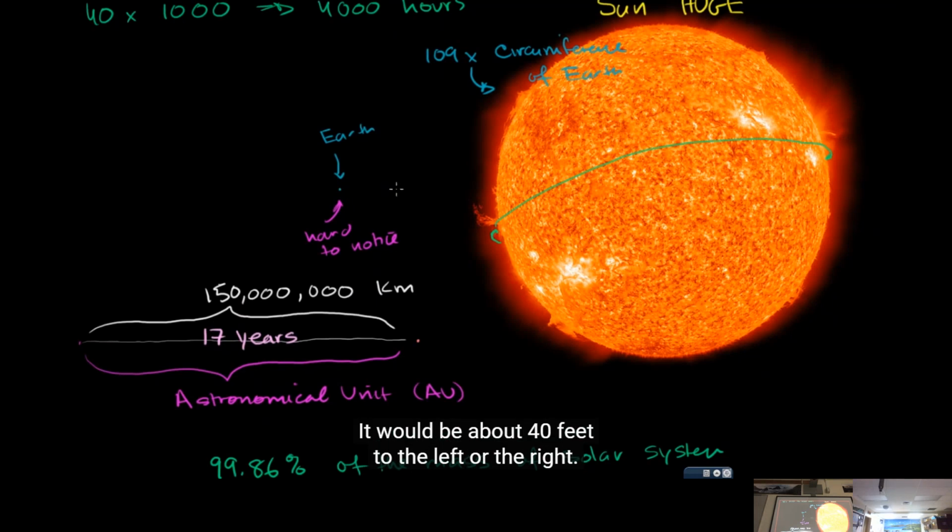away. It wouldn't be this distance, it would be about 40 feet to the left or the right, or its orbit would have a radius of about 40 feet. So you wouldn't even notice it if you were looking at this thing over here. It'd be this little speck orbiting at this huge, huge distance.